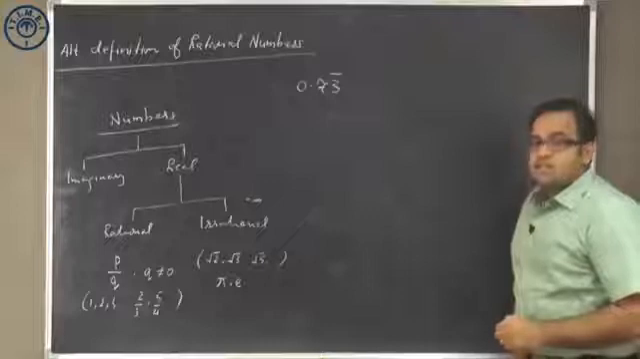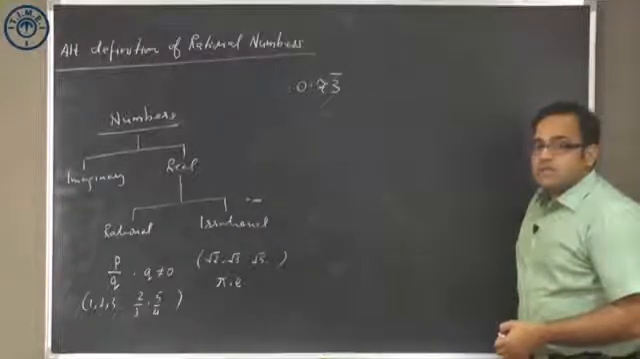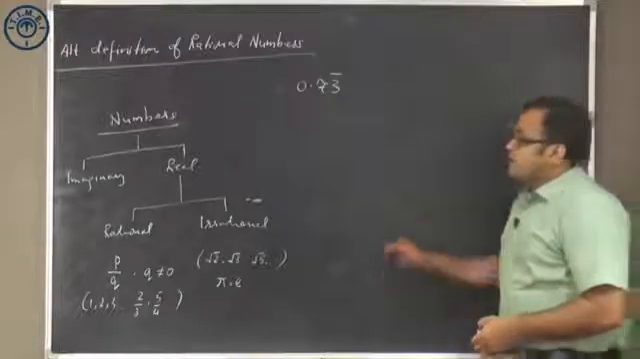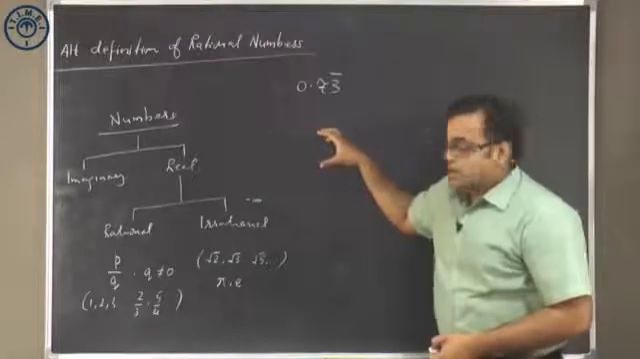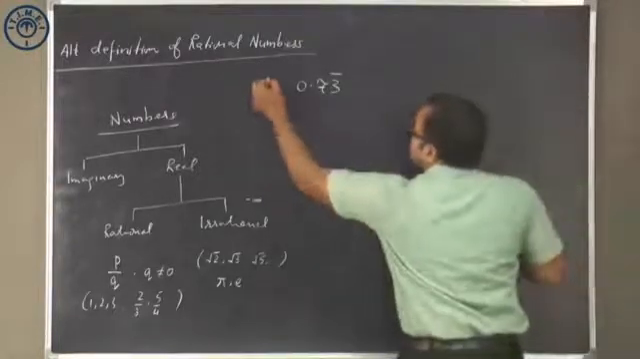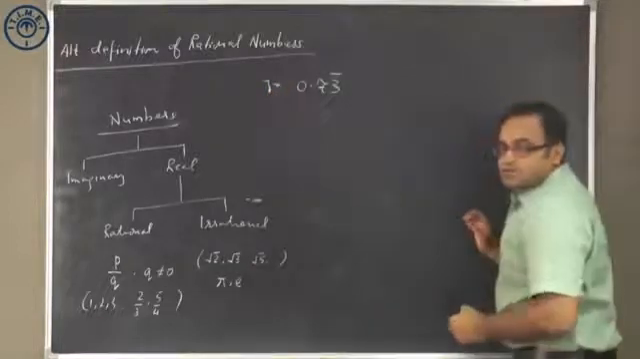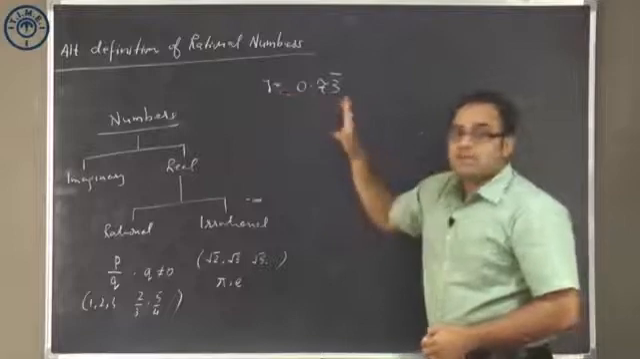Let us say this number needs to be converted into a fraction. In order to convert 0.73 bar into a fraction, there are two ways of going about this. One method, as you would have studied: let us say y is equal to 0.73 bar. There is one digit repeating, so I'll multiply both sides by 10.